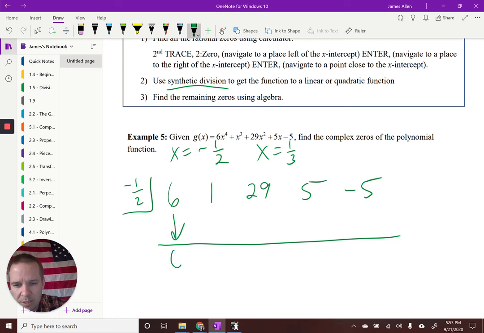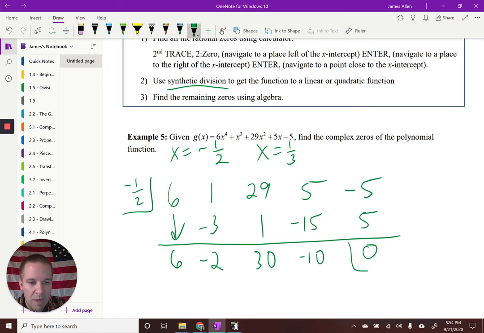So I'm going to drop the 6, and then negative 1/2 times 6, that's going to be negative 3. We're going to add these, and I get negative 2. Multiply, I get positive 1. Add, I get 30. Multiply, I get negative 15. Add, I get negative 10. Multiply, I get positive 5, and then I get a remainder of 0.